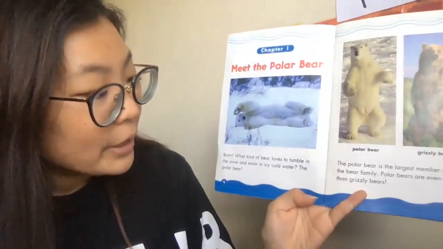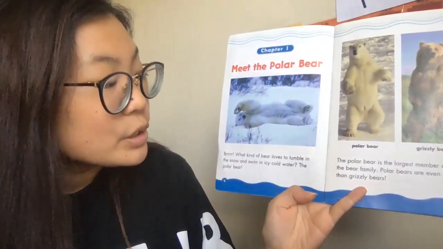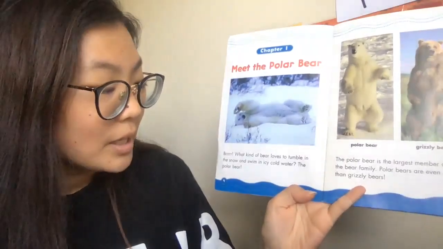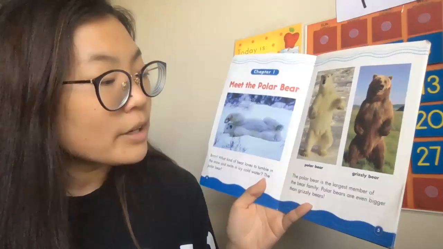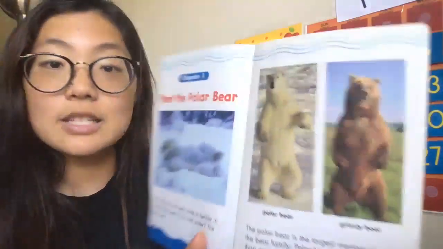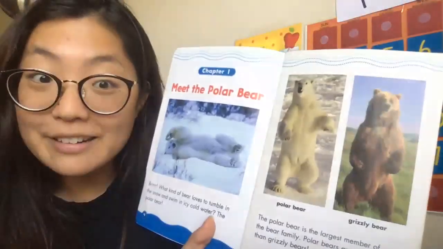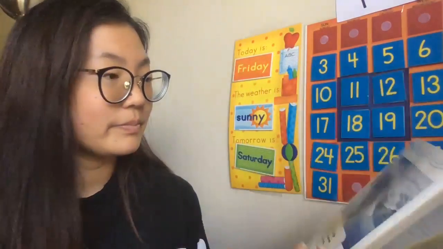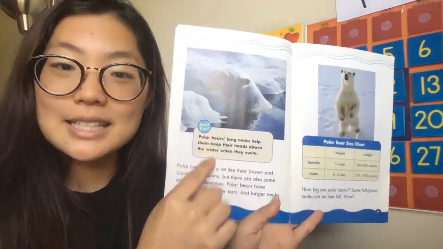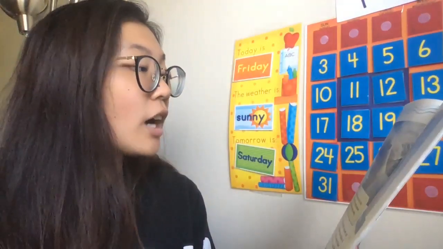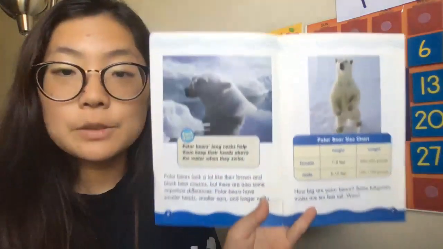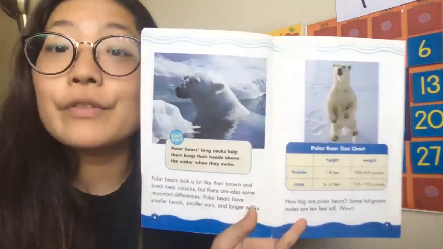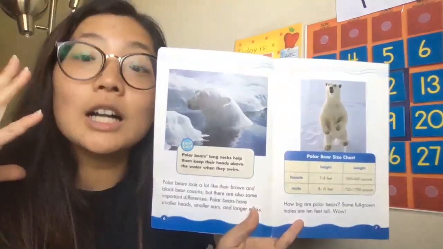Chapter 1, meet the polar bear. Brr. What kind of bear loves to tumble in the snow and swim in icy cold water? The polar bear. The polar bear is the largest member of the bear family. Polar bears are even bigger than grizzly bears. They're bigger than grizzly bears. It says fast fact. Polar bears' long necks help them keep their heads above the water when they swim. So in order to keep their heads out of the water, they have long necks.